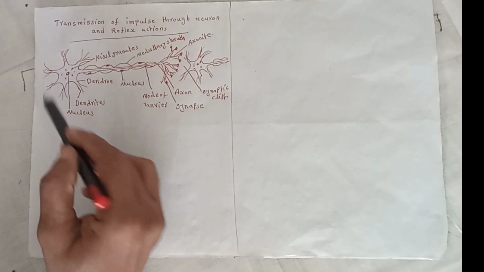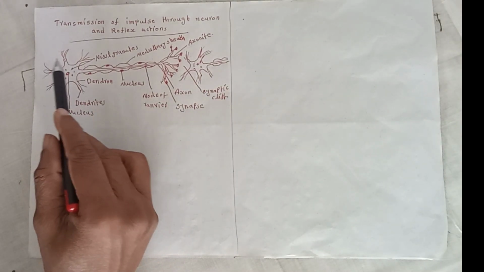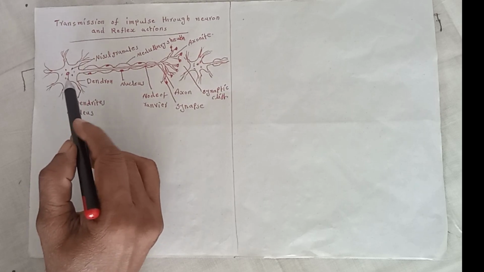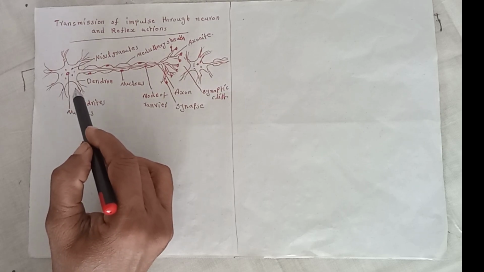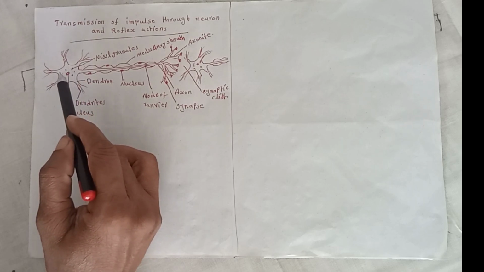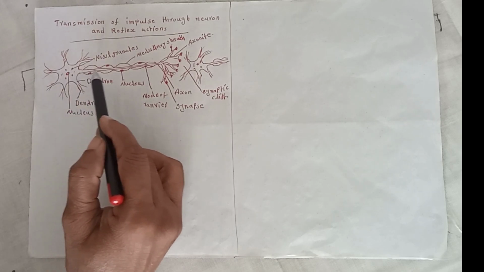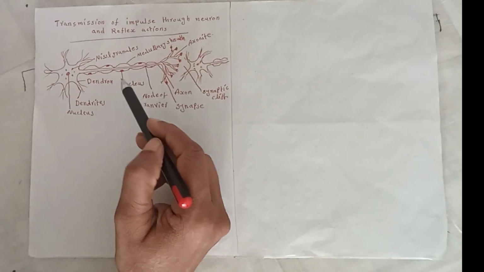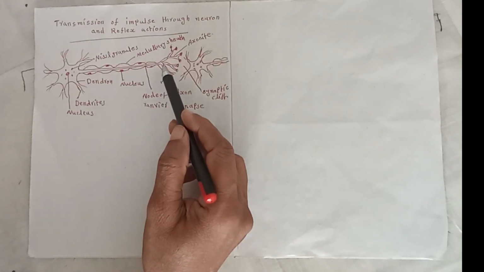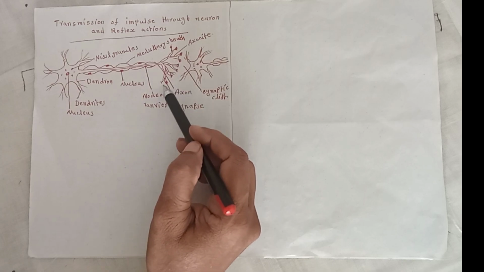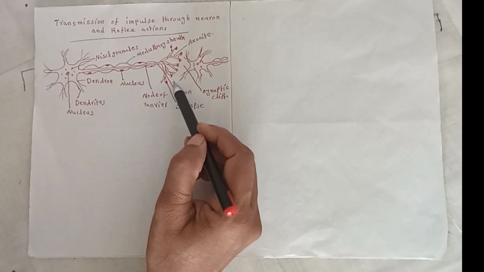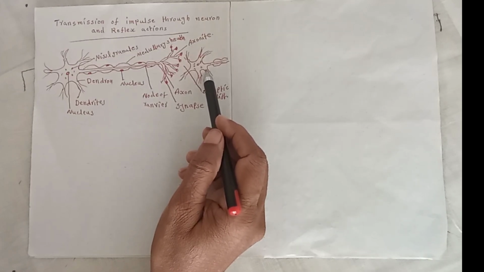The parts of neuron include the cell body, that is the head portion, then nucleus, dendron, dendrites, nucleus bodies or nucleus granules, axon, myelin sheath or medullary sheath, axonates, synaptic knobs and synaptic cleft and adjacent neuron.